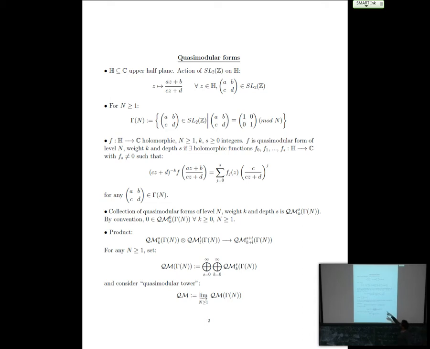You take f of the quantity Cz plus d to the k. In the case of a modular form, it would just be equal to f of z. But in the case of a quasi-modular form, you have that sum, with a bunch of holomorphic functions fj. If you want depth s, you assume that fs, the top one, is not equal to 0. It's like a polynomial: you assume the top term is not 0, otherwise it makes no sense. This covariance property holds for ABCD in gamma.